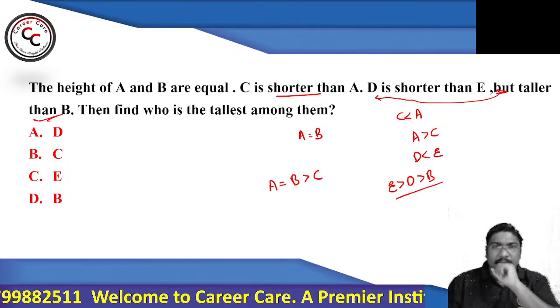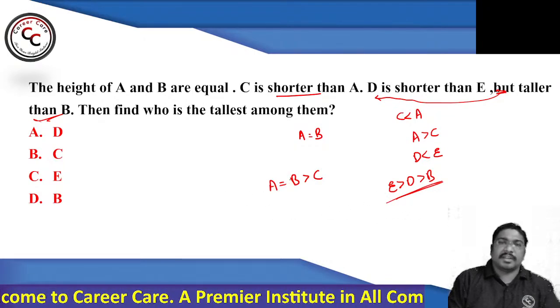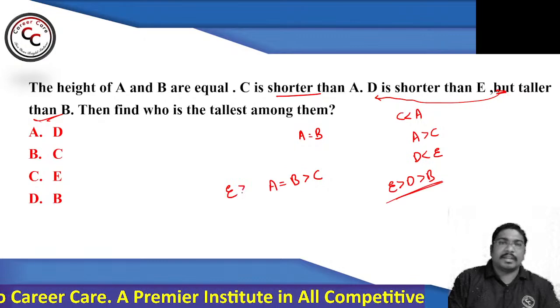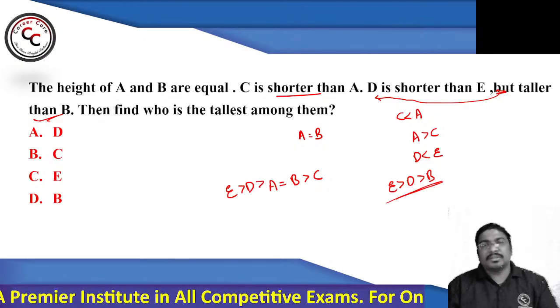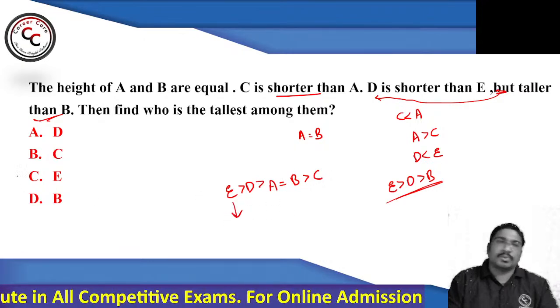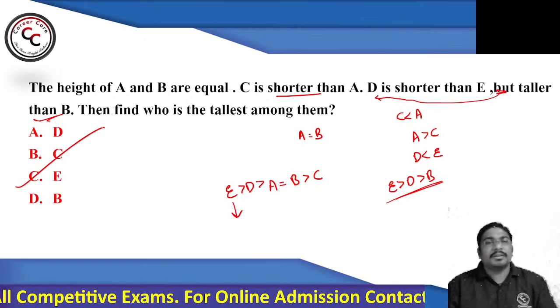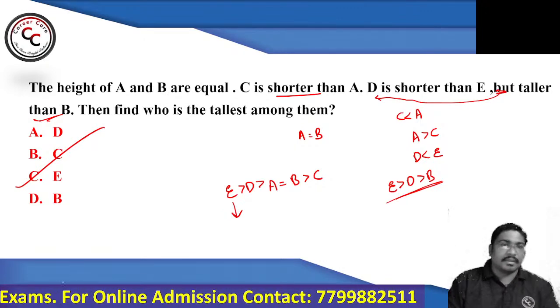Let's see. Now E, D, B. You can put these three persons in the initial. Why? Because A and B both are equal. E, D comes before B. So then find who is the tallest. Out of these five people, this person is the tallest. So who is that person? Option number C. E is the tallest person. Right? Yes, absolutely.